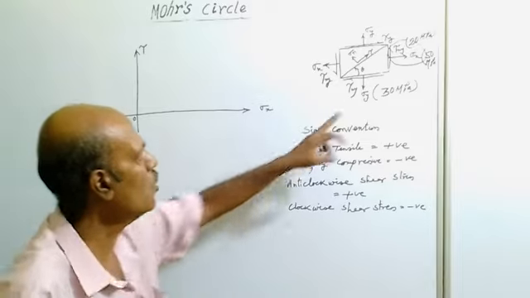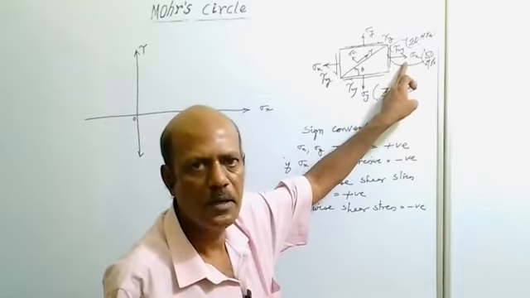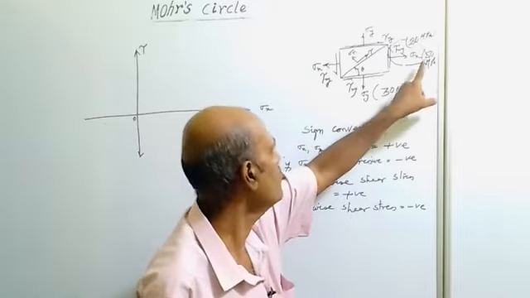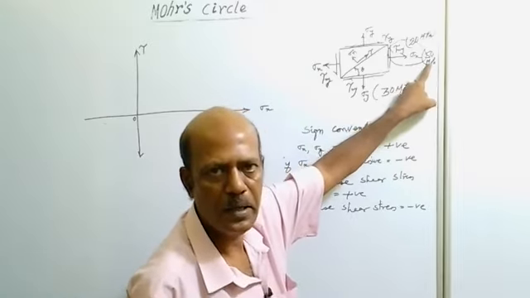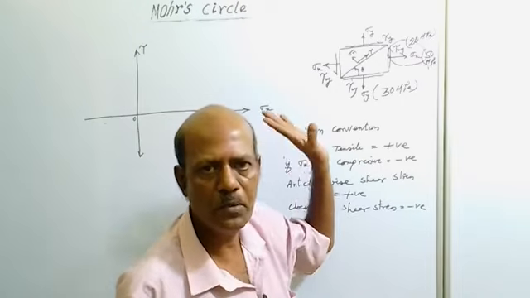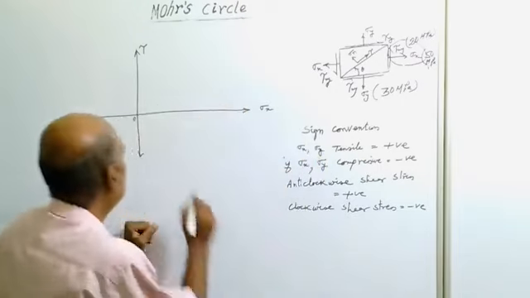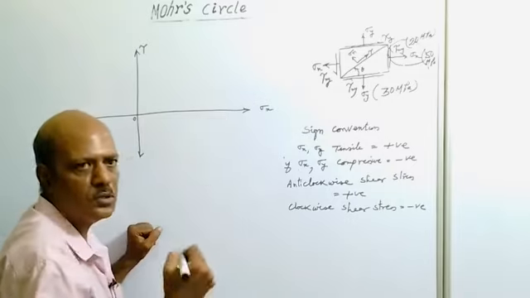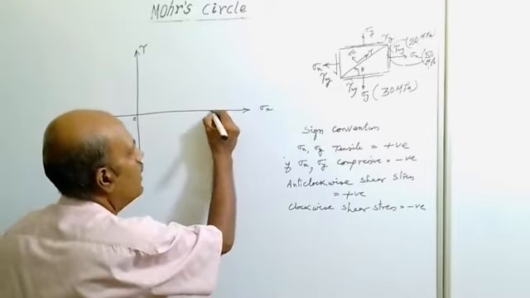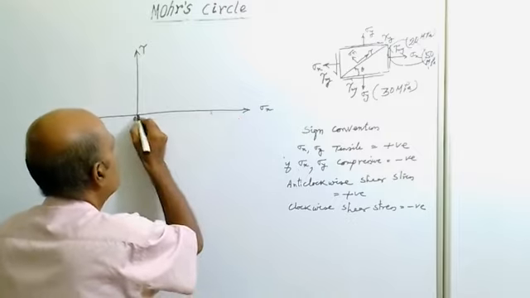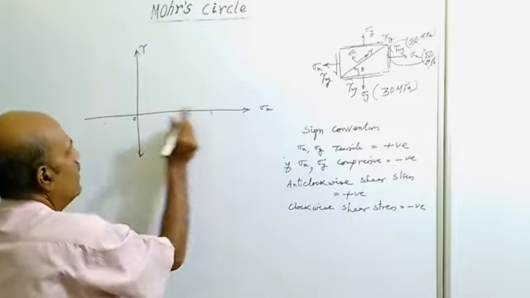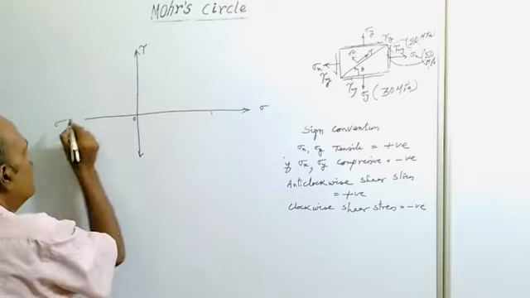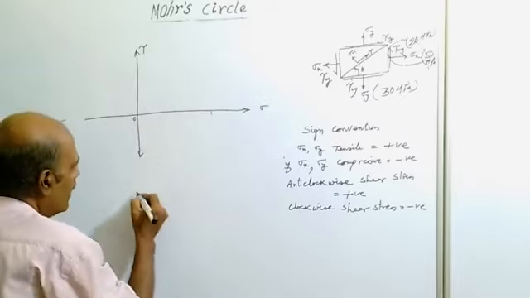So go to X face and see what are the stresses acting on X face. On X face, sigma x is 50 and tau is 20. Both are positive. So from origin measure a distance by using some suitable scale. Say this one is 50 and positive. So this is positive sigma direction, and this is the negative sigma direction, positive tau direction, negative tau direction.